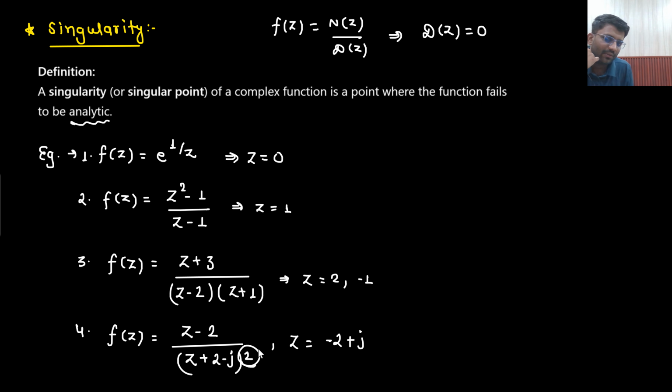But here power 2 is there, no? Here there was power 1. Here there was power 1. So z equals 2 only once I wrote down. z equals minus 1 only once I wrote down. Here also there was power 1. But here there is power 2. So I will write it down again.